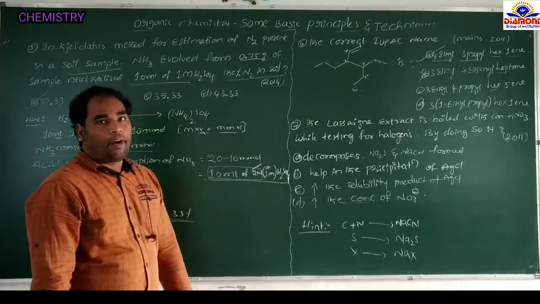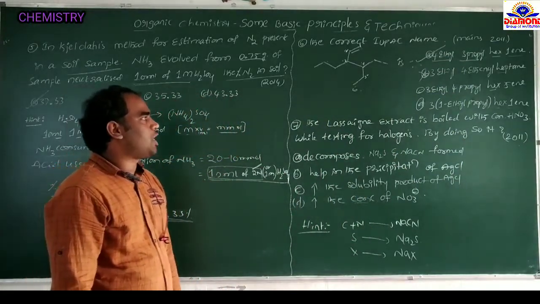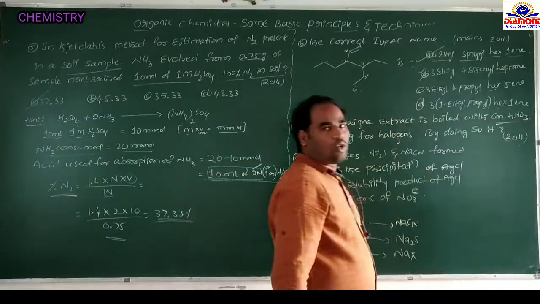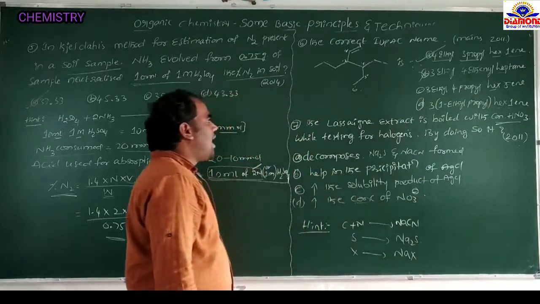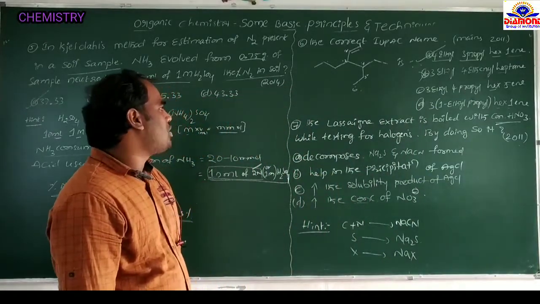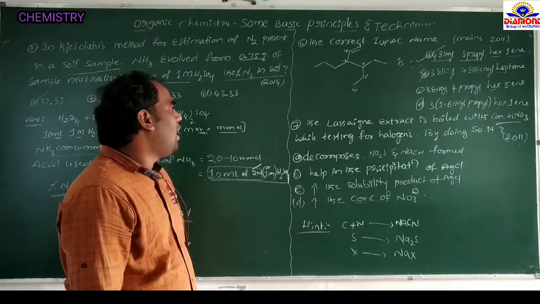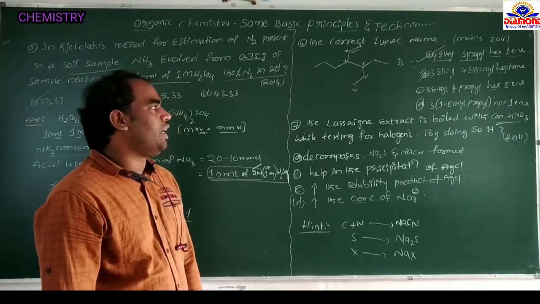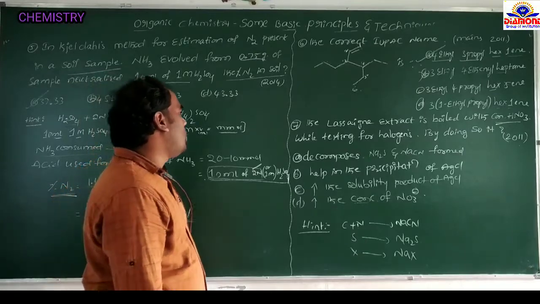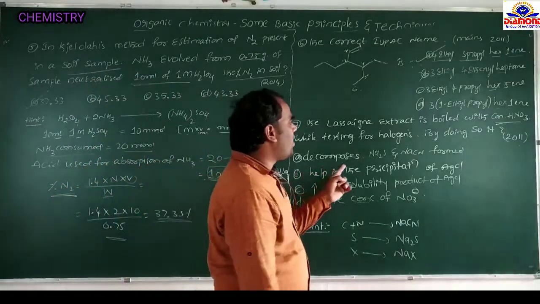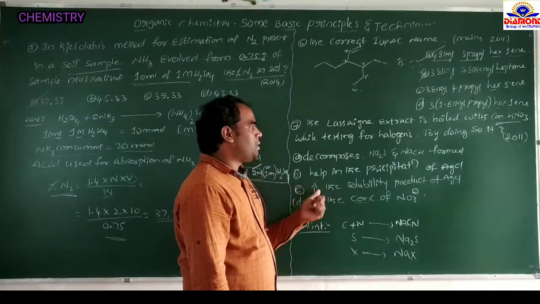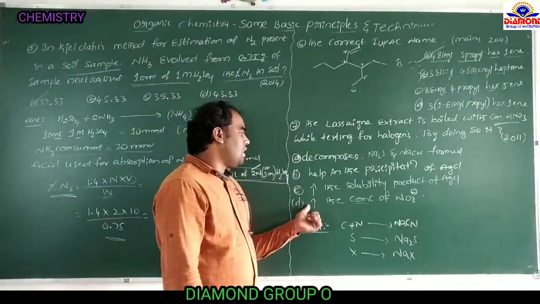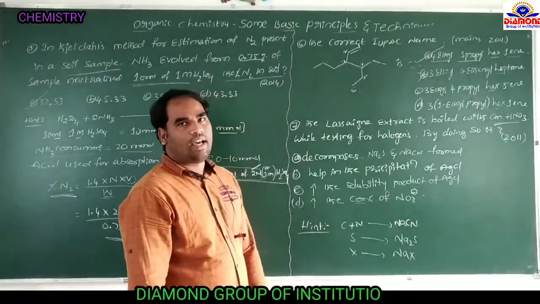And another important concept: the Lassaigne extract is boiled with concentrated HNO3. This is also a Mains 2011 question. The Lassaigne extract is boiled with concentrated HNO3 while testing for halogens. By doing so, it what? Options: decomposes sodium sulfide and sodium cyanide formed, helps in the precipitation of AgCl, increases the solubility product of AgCl, and increases the concentration of NO3 minus ions.